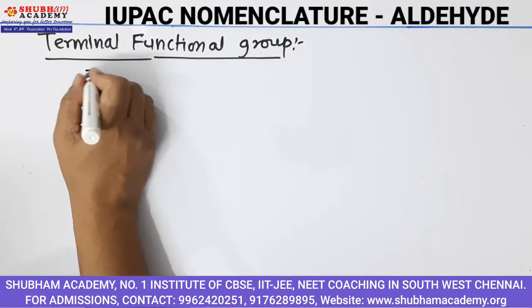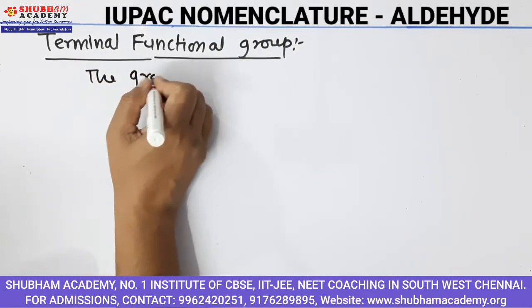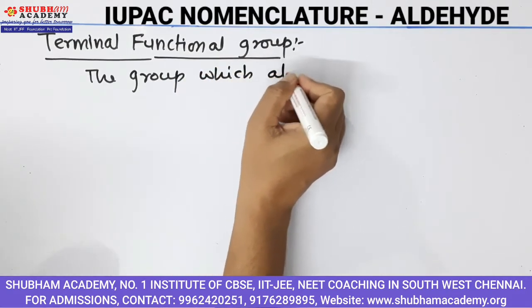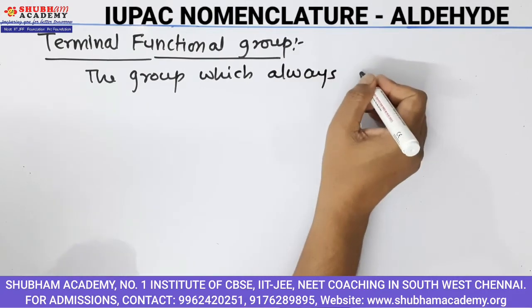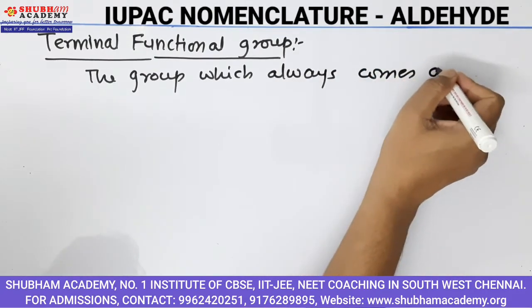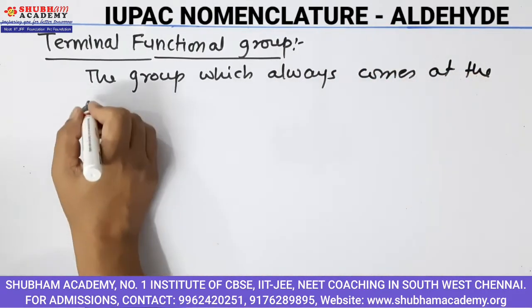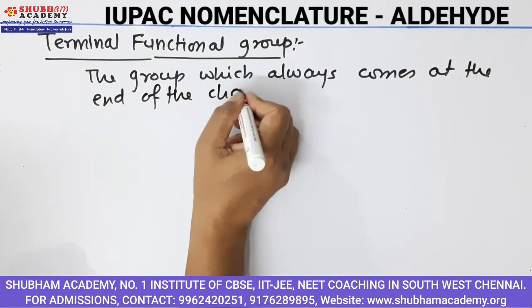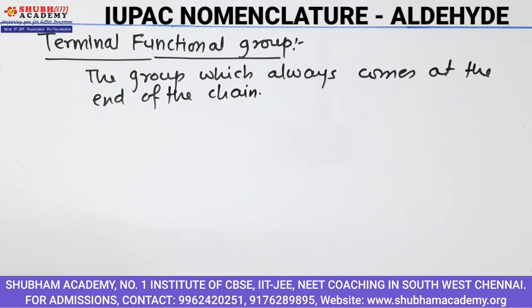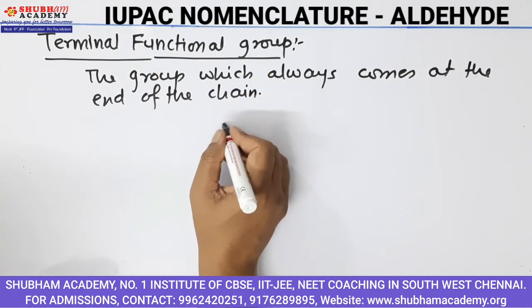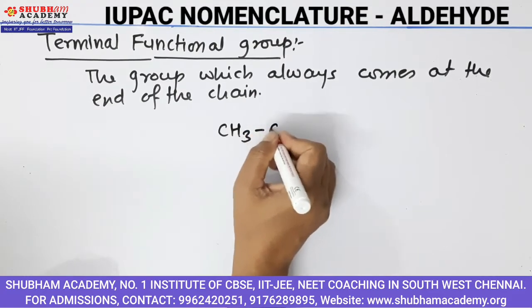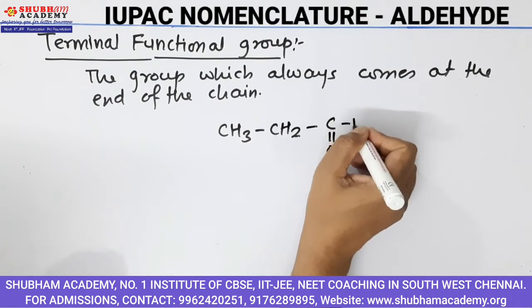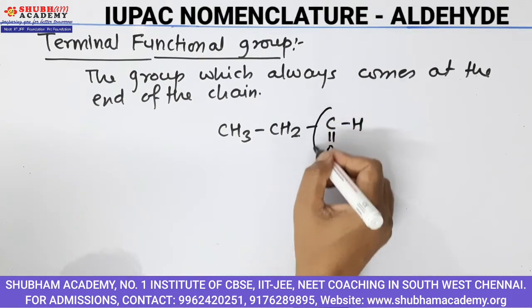So the group which always comes at the end of the chain, right? For example, CH3, CH2, CHO. This is the functional group for aldehyde.